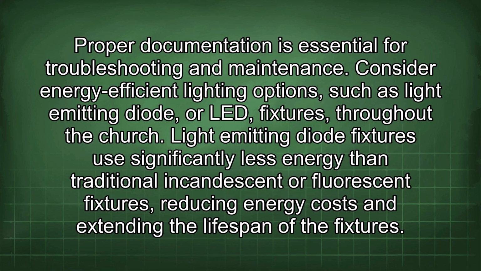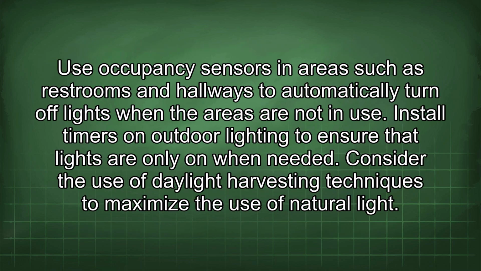Consider energy-efficient lighting options such as light-emitting diode or LED fixtures throughout the church. Light-emitting diode fixtures use significantly less energy than traditional incandescent or fluorescent fixtures, reducing energy costs and extending the lifespan of the fixtures. Use occupancy sensors in areas such as restrooms and hallways to automatically turn off lights when the areas are not in use. Install timers on outdoor lighting to ensure that lights are only on when needed.